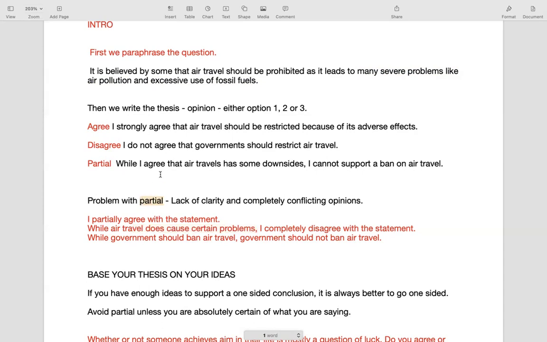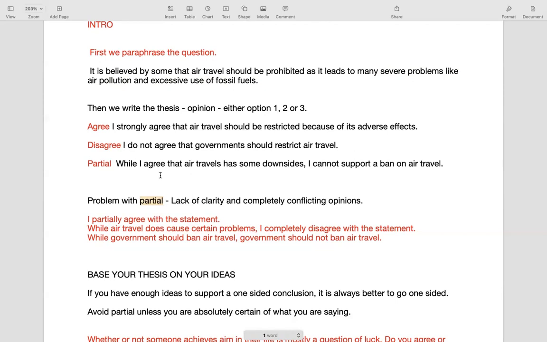What do you agree with? What do you disagree with? You have to tell the examiner that. You cannot take a middle way out. You cannot take a confusing approach and think you have confused the examiner. You have to choose a side properly.